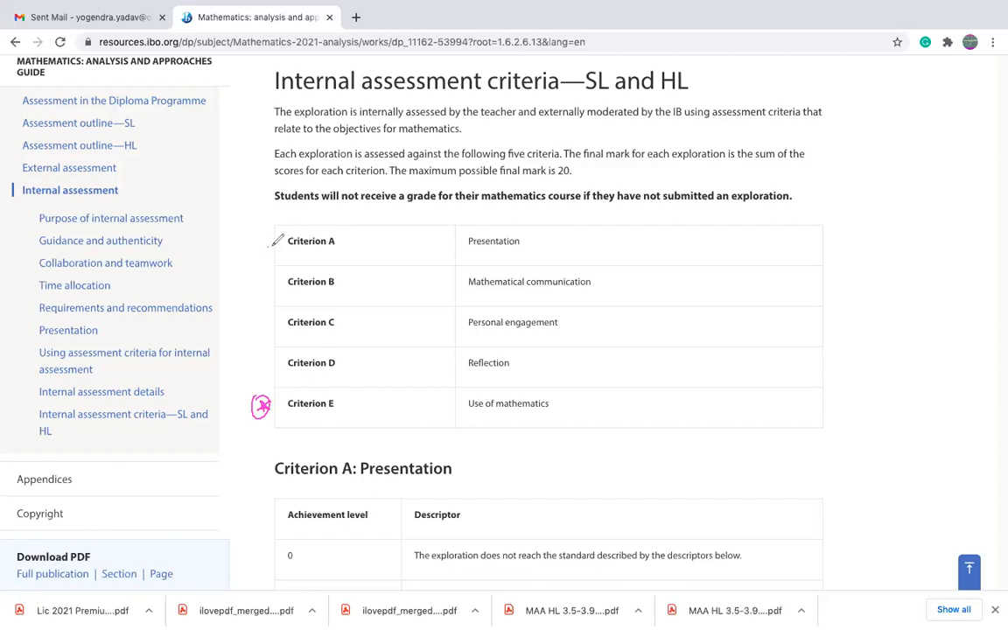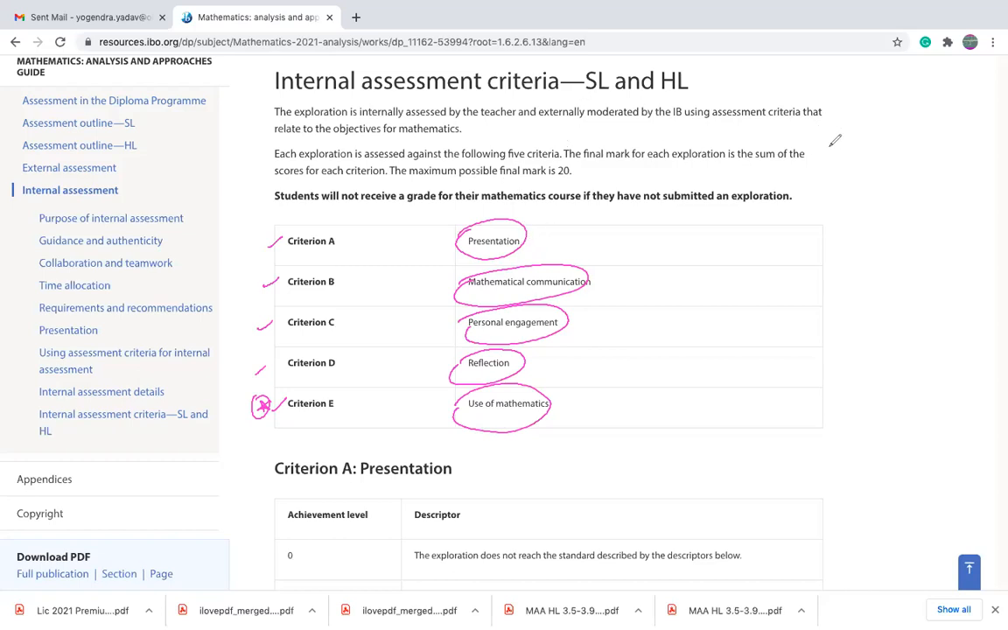So we have criteria A, B, C, D and E. A is called presentation. B is called mathematical communication. C is called personal engagement. D is called reflection. E is the use of mathematics. Now, what do we measure? What is the general point that we look into in the presentation?